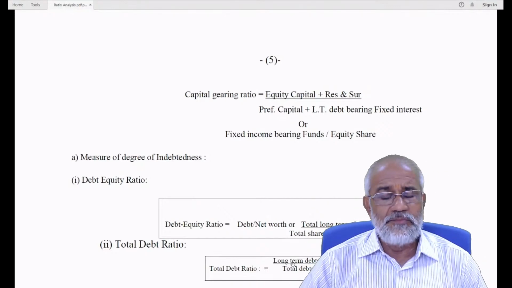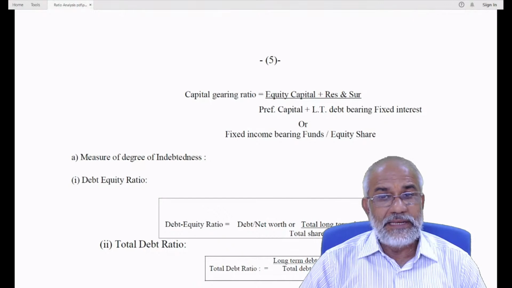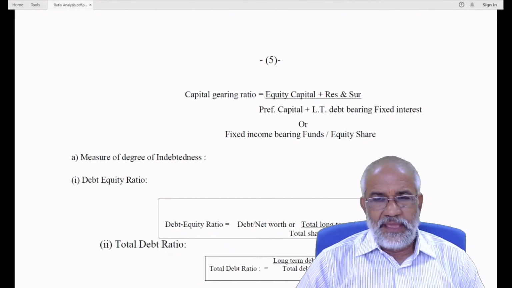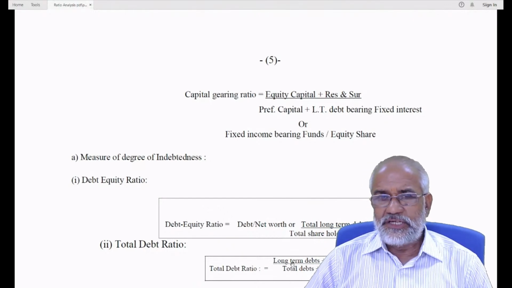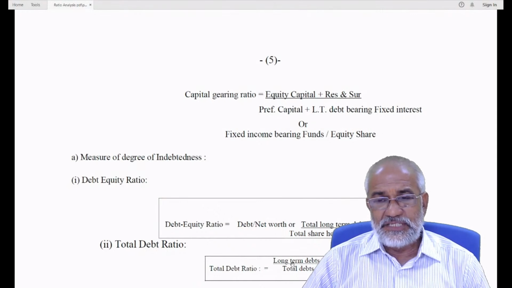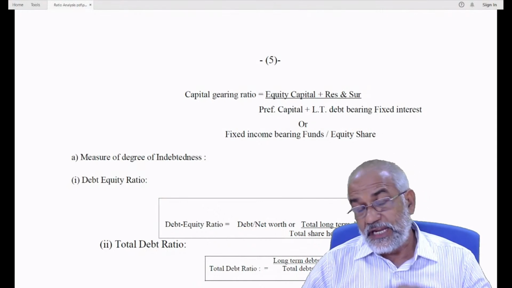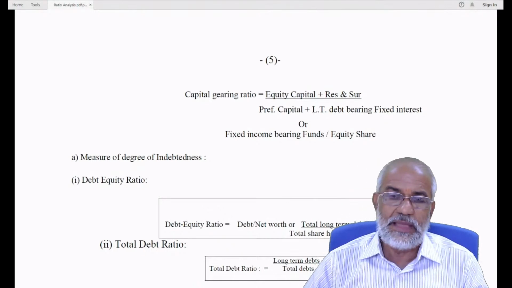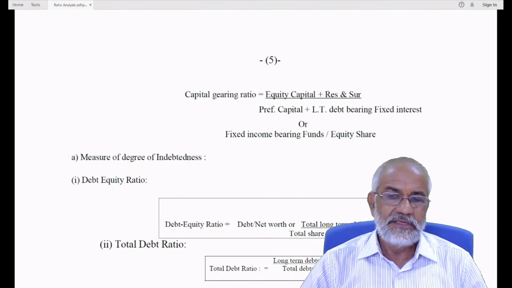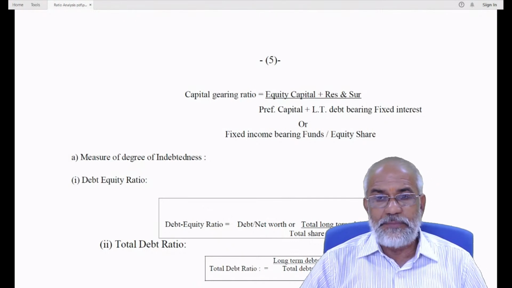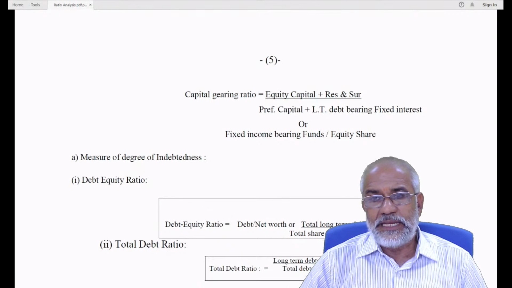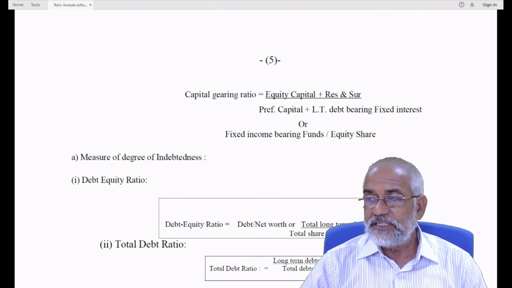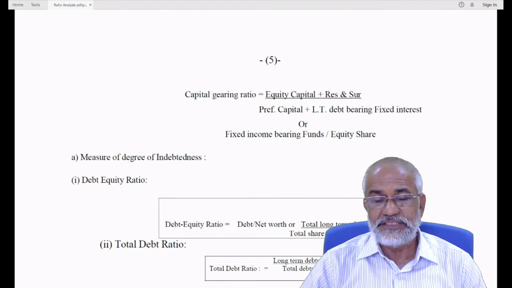The first ratio to be computed under the leverage category is the capital gearing ratio. Capital gearing ratio is computed by equity capital plus reserves and surplus, which is otherwise called the net worth of the organization, or the amount due to the equity holders, divided by the preference capital plus long-term debt bearing fixed interest. It may be debentures, or long-term loans from banks and financial institutions. That would be the capital gearing ratio.